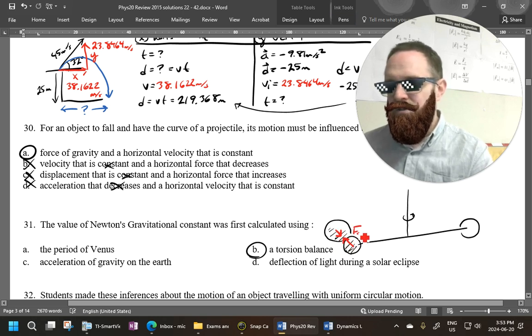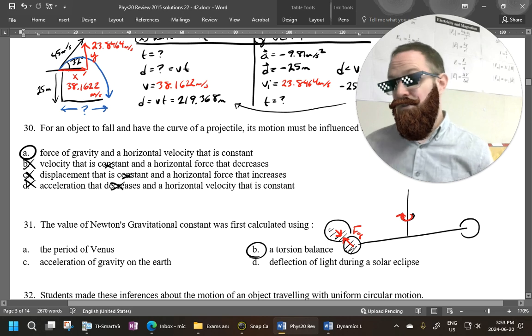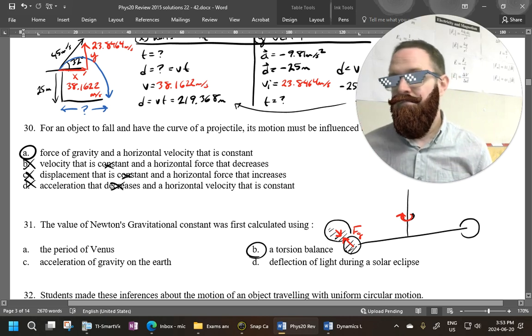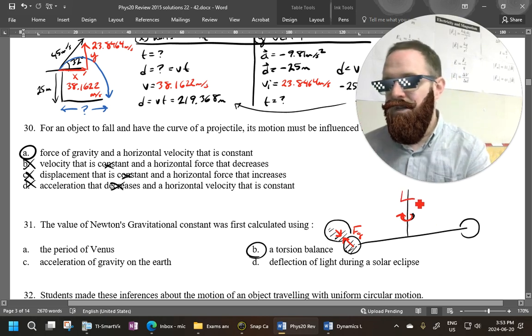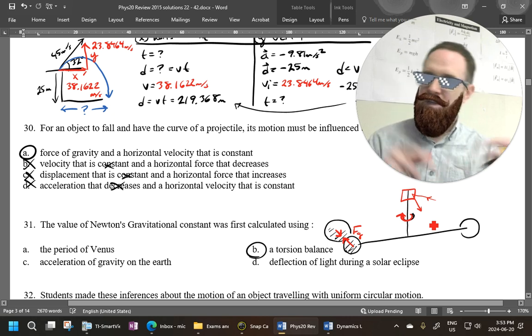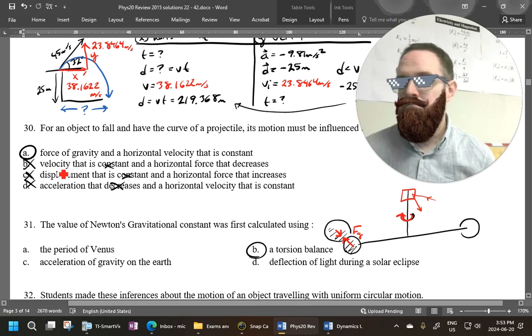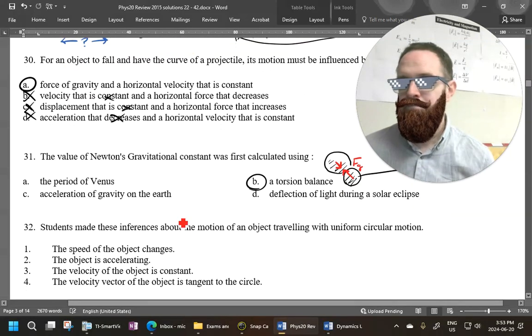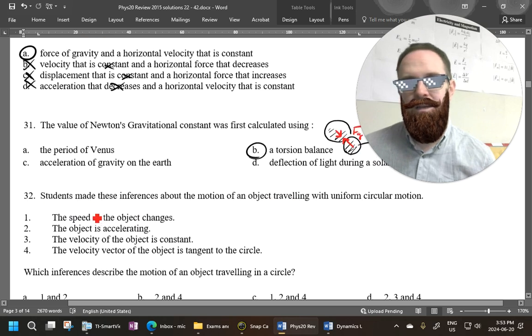So there'd be this force of gravity which would twist this wire, and in this case it would twist that direction. And then when it twists, you would determine the force of gravity, right? There might be a little mirror here where a little light will reflect off it, and then you can measure the angle, measure the force, essentially. That's what you're measuring. And then you can use that to find G. Deflection of light during a solar eclipse, no. Acceleration, no. None of these, okay, yep.